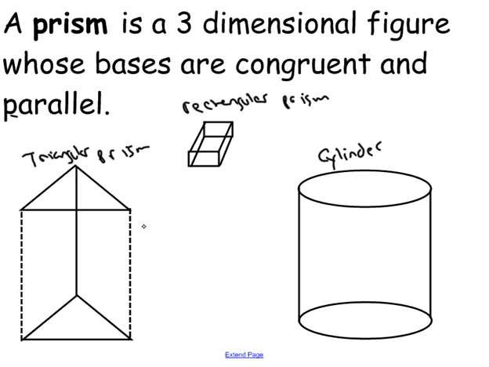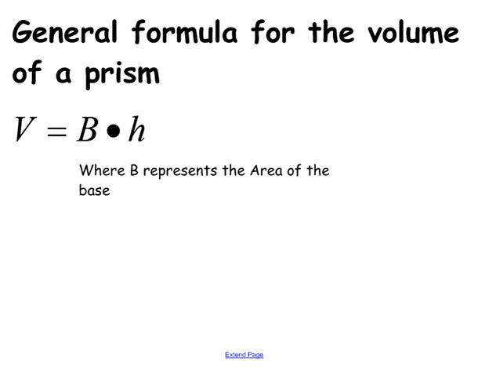And from that way of thinking, we get the formula for volume. So write this formula down. This is important. The general formula for the volume of a prism is V equals the area of the base times the height. This capital B stands for area of the base. So that's how you get the volume. You just take the area of the base and you multiply it by the height.